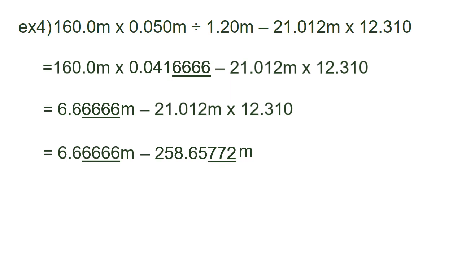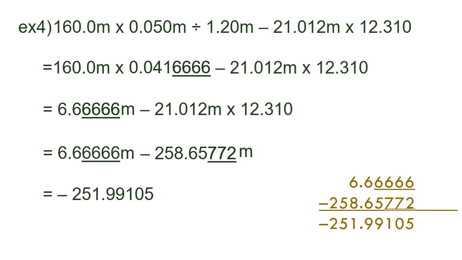So 6.6 repeating, subtract 258.65772. I punch in my calculator. I get negative 251.99105. I'm going to stack those numbers, and then I'm going to go left to right until I run out of significant figures in one of the numbers in my subtraction line. My top number runs out after the second 6, which means 2519 is significant, 9105 is not. So I underline 9105.